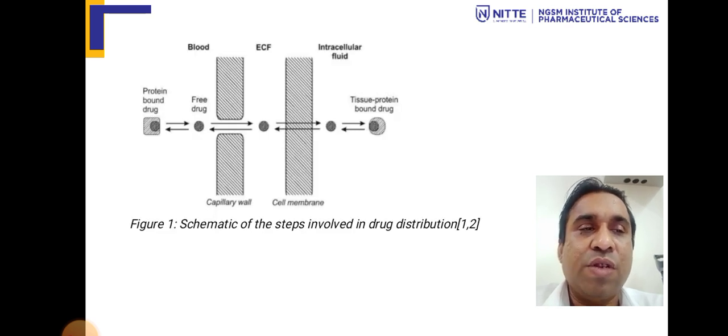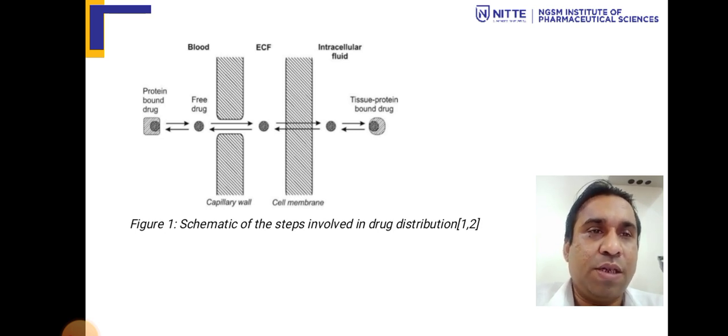Now with this we will see figure 1, which shows the systematic steps involved in drug distribution, taken from references 1 and 2. As you can see clearly, a drug comes, binds to the protein, and then it is released as a free drug in the blood. It crosses the capillary walls and goes into the extracellular fluid, from where it has to be transferred into the cell membrane. It goes easily across the cell membrane into the intracellular fluid, and then tissue protein binding takes place for the drug. So these are exactly the steps involved in distribution of drugs.